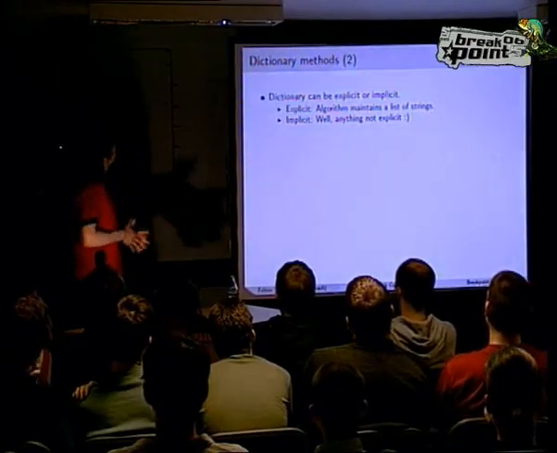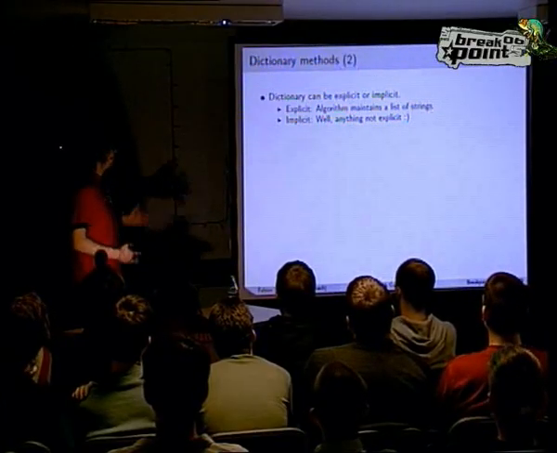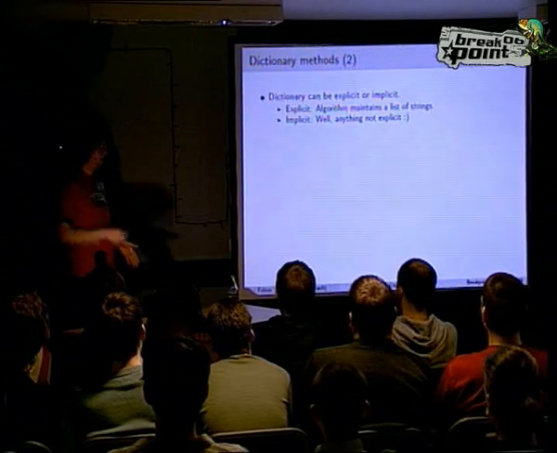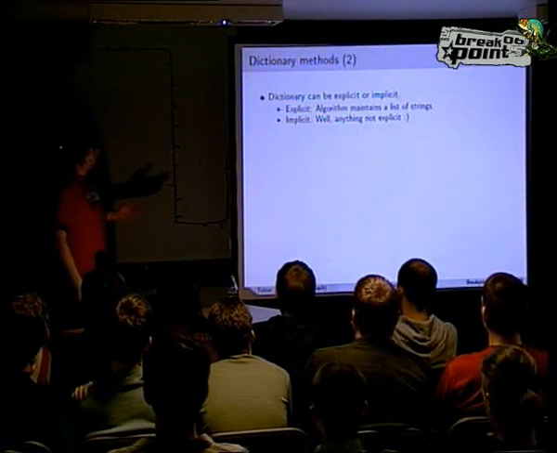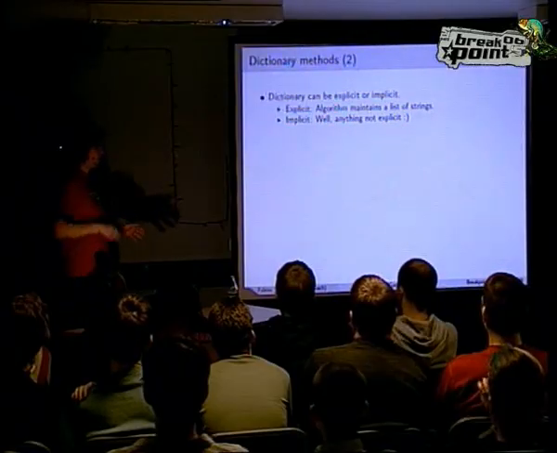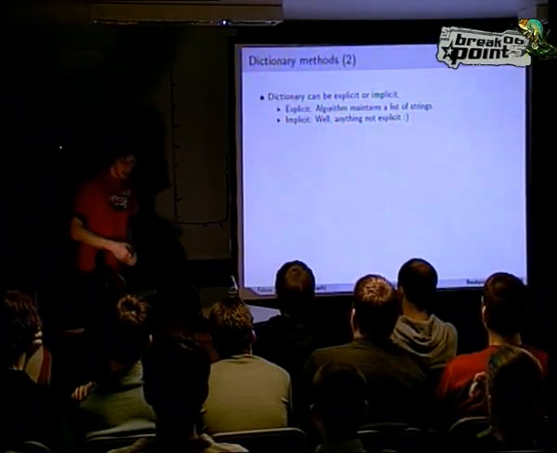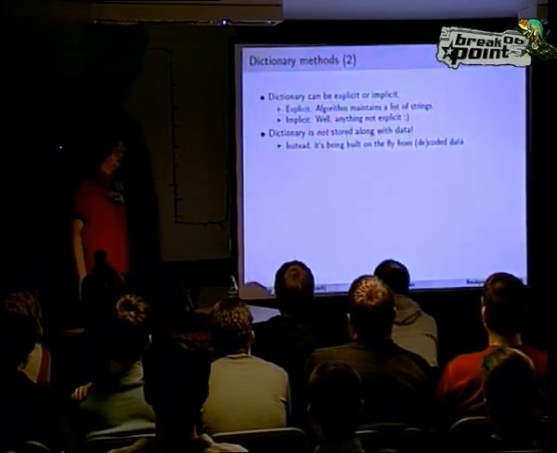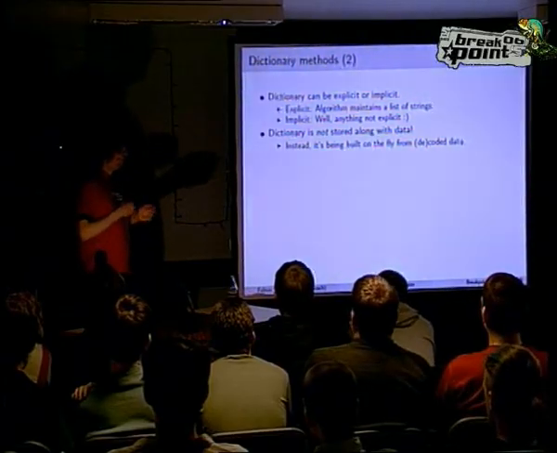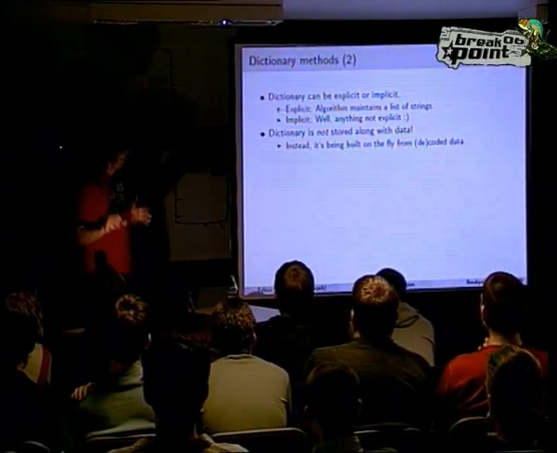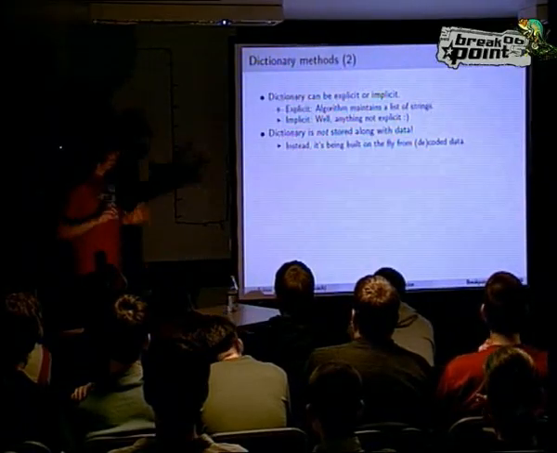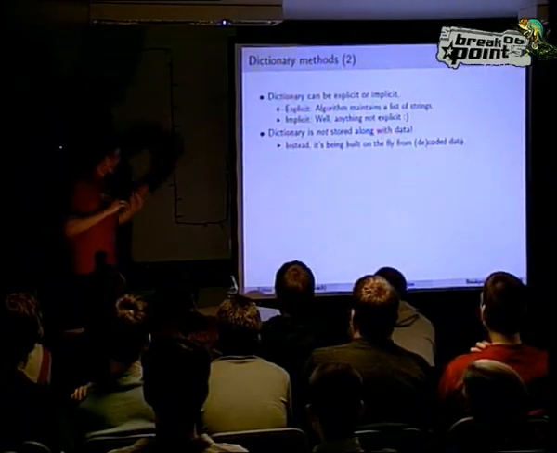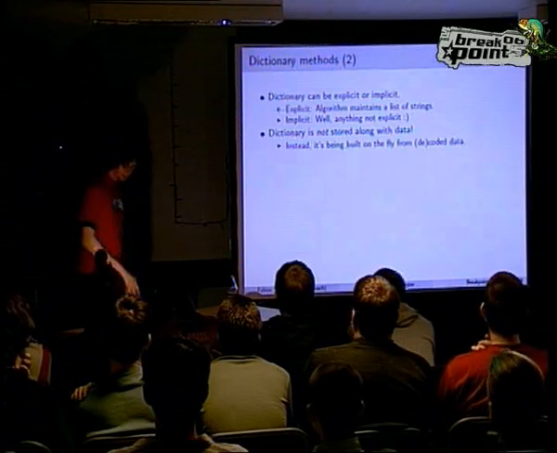Yeah, there can be either explicit or implicit dictionaries. An explicit dictionary is an algorithm that really has a dictionary, a table of strings, and maintains this explicitly. An implicit algorithm is anything that doesn't do this and generates this from the data somehow. The dictionary is not stored along with the data. This is not something you put in the header or similarly, like you would, for example, with vector quantization. Not a table you store anywhere, but a set. It's being built from the data. And this is not something you do in a pre-processing step, but this happens as you are compressing it. And it's built on the fly.